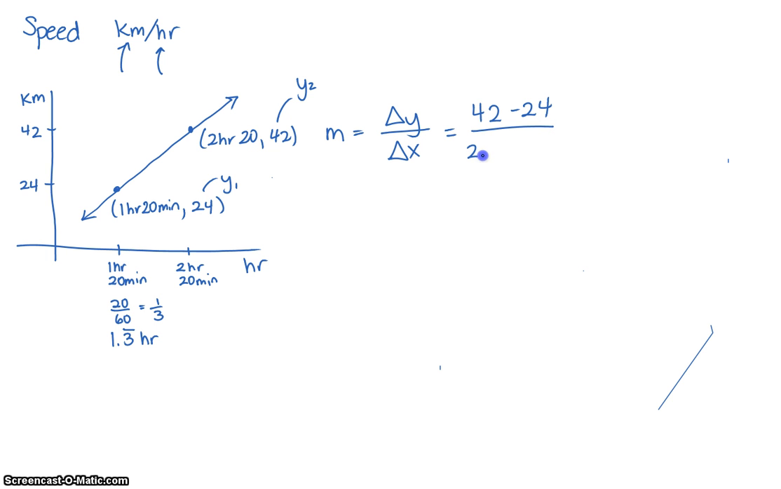And I'd have 2.3 repeating, subtract 1.3 repeating, which is nice because the decimals will disappear. So we can then simplify this as follows. So 42 minus your 24 will give you then 18, and this will be your kilometers, all over 2.3 repeating minus 1.3 repeating will give you 1 hour. So in 1 hour they have gone 18 kilometers, and that's your rate of change. So your m is 18 kilometers per hour.